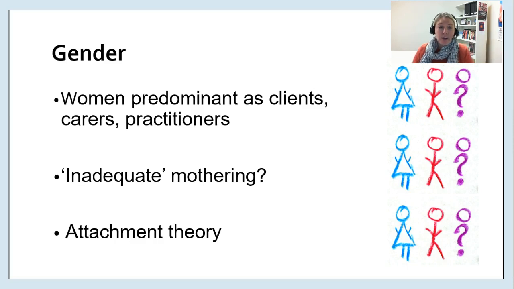Gender again. So we spoke about gender in week 4, but it's, I guess, an underlying current that ties together a lot of the topics in fields of practice. So again, we predominantly see women as clients in child protection. We also see them predominantly as carers and as practitioners. The idea of inadequate mothering and also attachment theory.